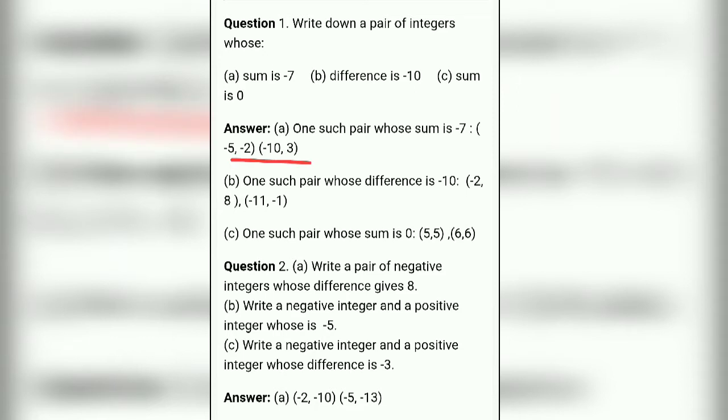You can directly take the pair, otherwise you need to follow this process. Here infinite answers are possible, so maybe your answers, my answers, and textbook answers are different. But our answer needs to be right. An infinite number of pairs are possible. Second internal question, difference. Difference is minus 10. In the first question the sum is minus 7, here the difference is minus 10.